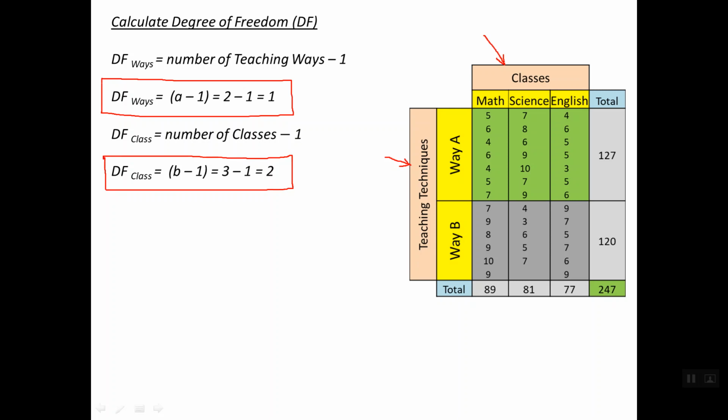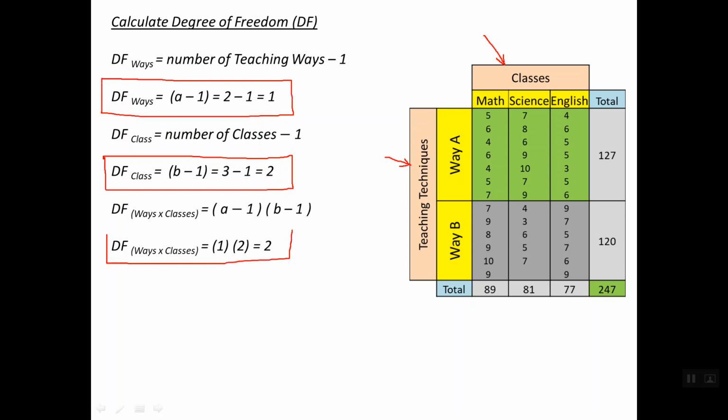Now we need to calculate the degree of freedom for the interaction between the two factors. Simply we can get the degree of freedom for the interaction by multiplying the two, A minus 1 times B minus 1. So A minus 1 is 1 and B minus 1 is 2. So the degree of freedom for the interaction is simply equal to 2.